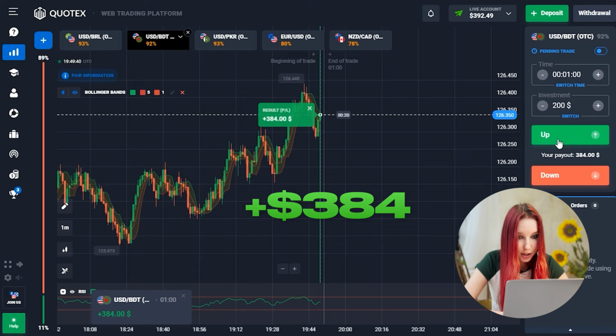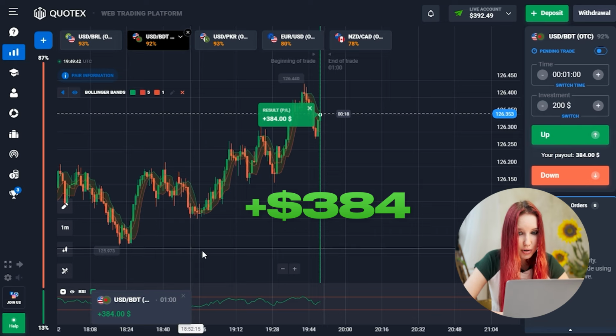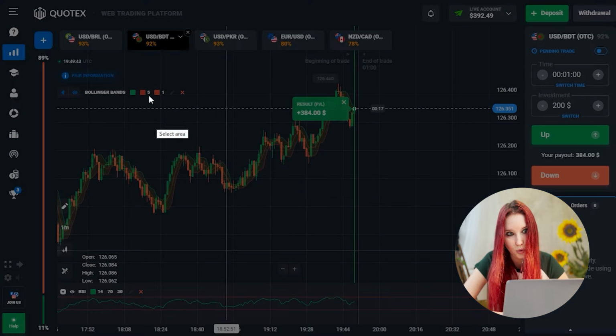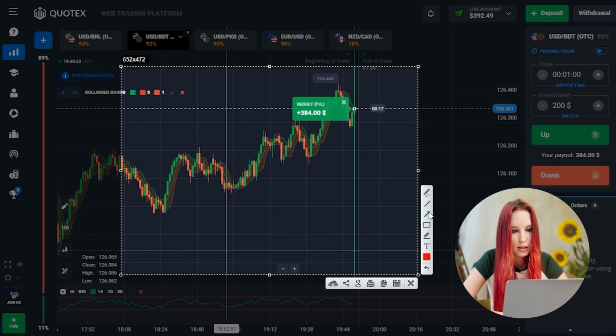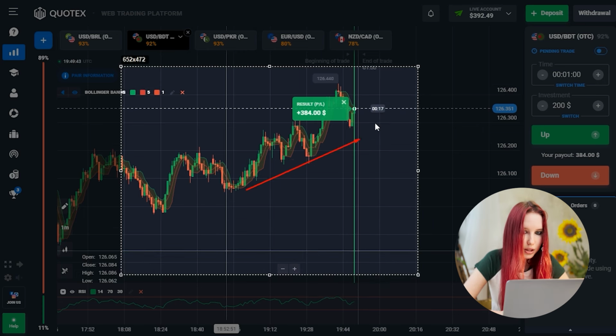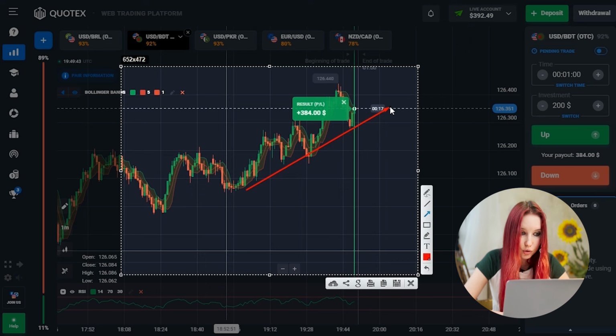Great, I'm back in profit. As you can see, the price has gone up, and do you know why? Because we had a signal, the price reached the support level and is now continuing to move up. That's why I opened a position here, and I was right. So let's move on to the next currency pair.